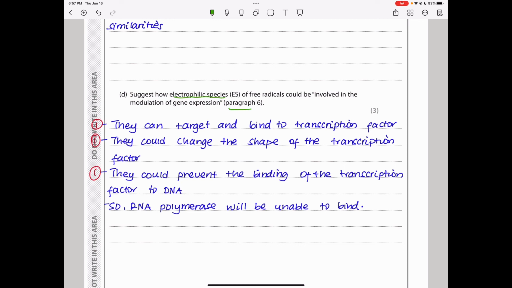Now, these electrophilic species, we call them ES, or free radicals, can target and bind to transcription factors. Again, I don't have to read paragraph 6 because I showed you. The key thing here is they can bind onto transcription factors, and that is how they modulate gene expression. When they bind, they could also cause the shape of the transcription factor to change, and if it changes, then they can prevent it from binding to the specific DNA segment, and if that doesn't occur, RNA polymerization will not occur, meaning formation of messenger RNA may not occur, and if it does not occur, a specific protein will not be produced.